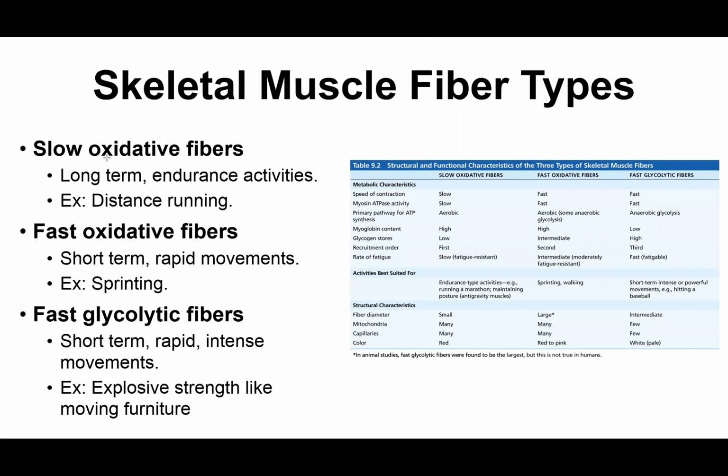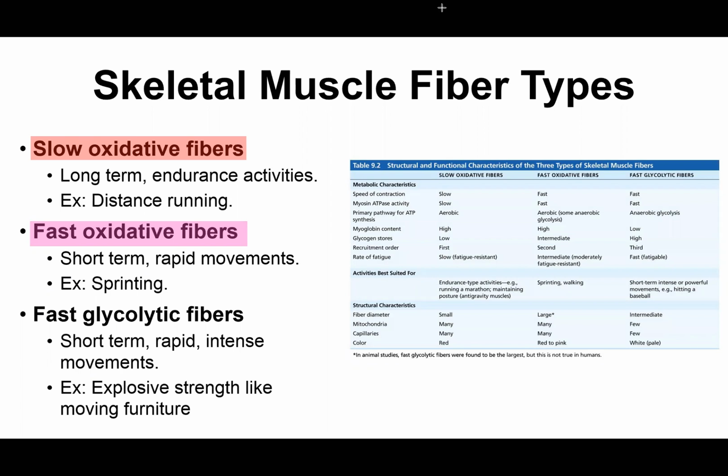So these slow oxidative fibers are the first class. Next, we have these fast oxidative fibers. And fast oxidative fibers, they contract really quickly. They have a lot of myoglobin, which is great, which means they have a lot of oxygen. They are recruited second. Okay, these are the second recruits. When we were talking about the recruitment and the size principle, these ones are recruited second.